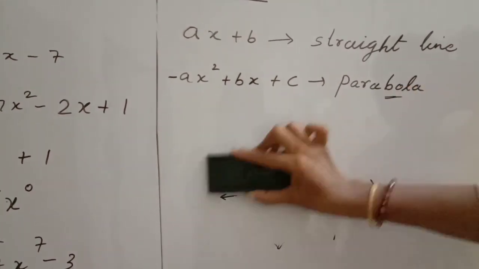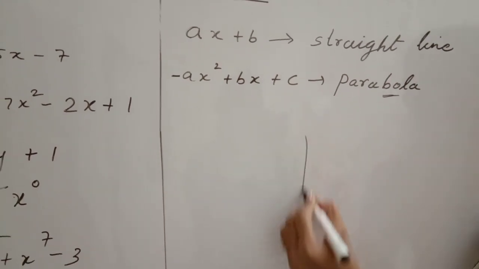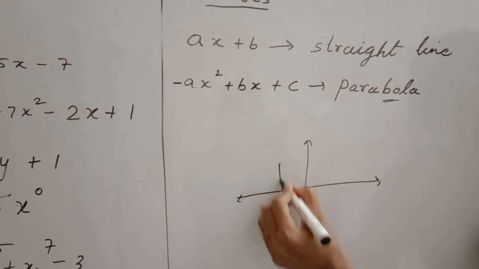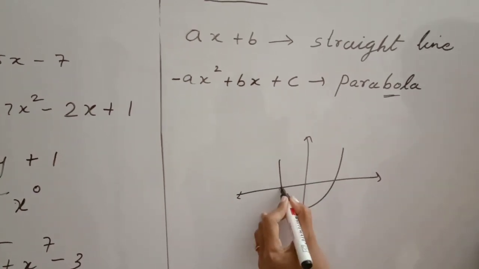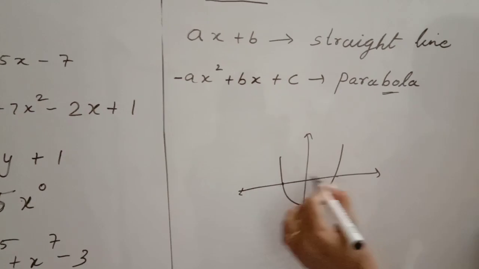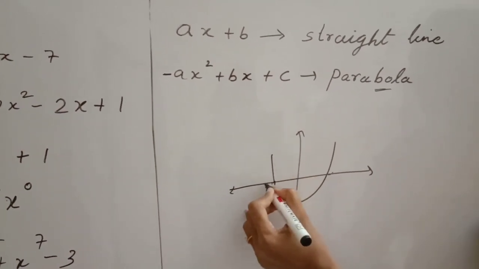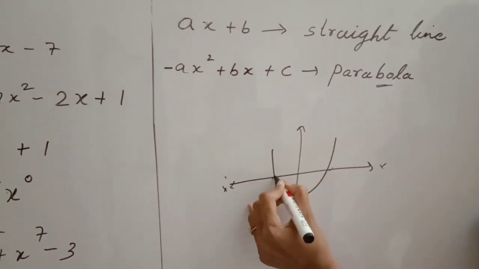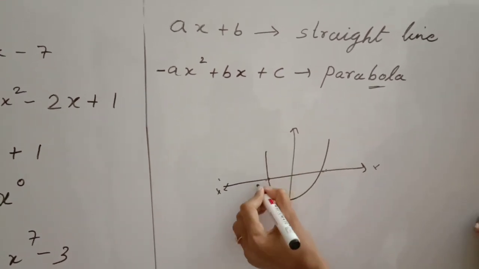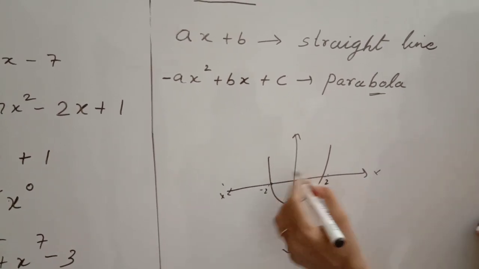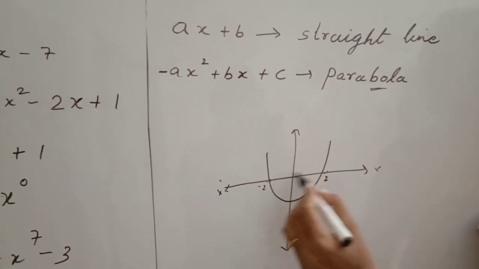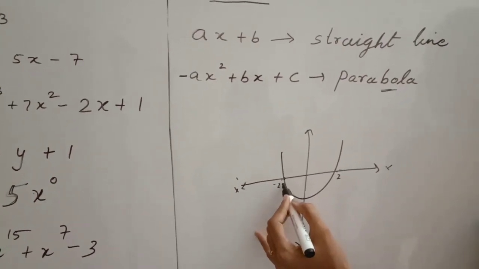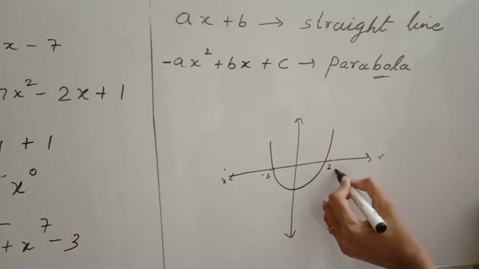Now let's see. Suppose I am getting this type of parabola. That means this polynomial is having 2 zeros. Why? Because my parabola is intersecting the x-axis at 2 points. So, suppose this is minus 2 and this is 2. That means this quadratic polynomial will have 2 zeros. And which are those 2 zeros? Minus 2 and 2. Okay, next.